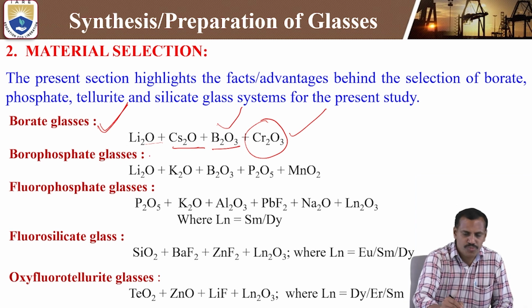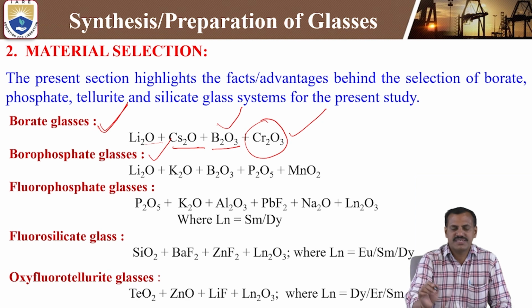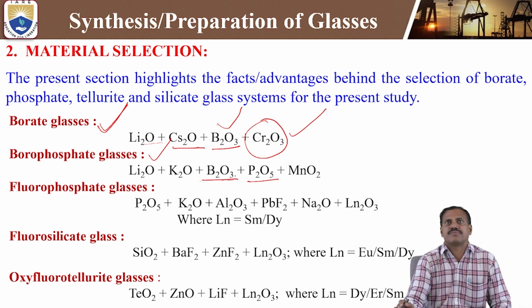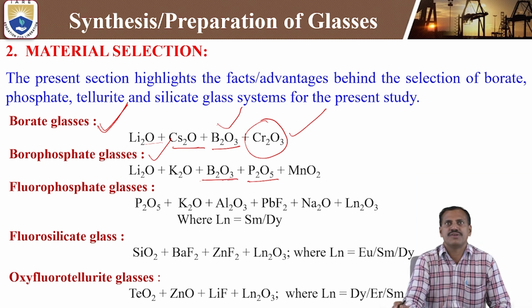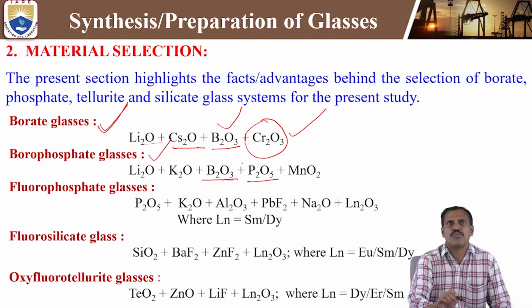The second one is borophosphate glasses. In borophosphate glasses, the majority of the composition is boron trioxide, B2O3, and phosphorus pentoxide, P2O5. These are the glass formers, because this is both borate and phosphate, so it is borophosphate glass.